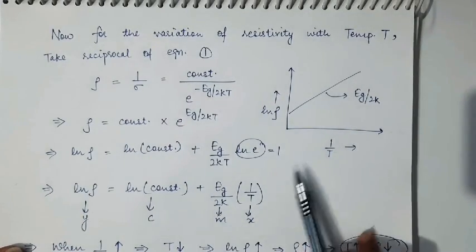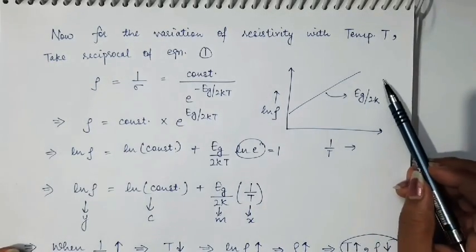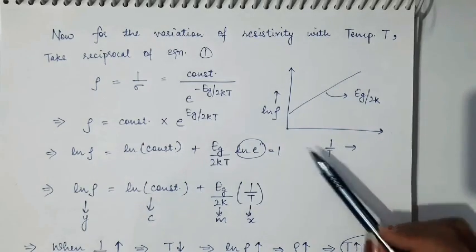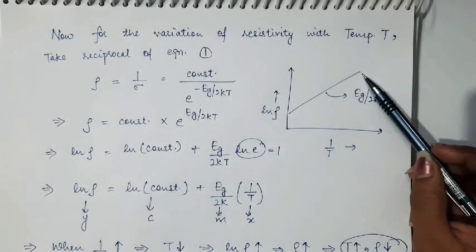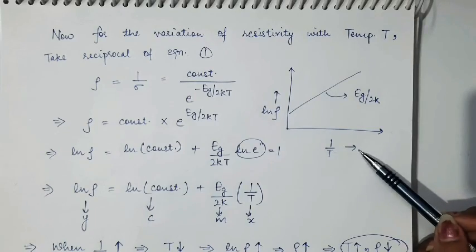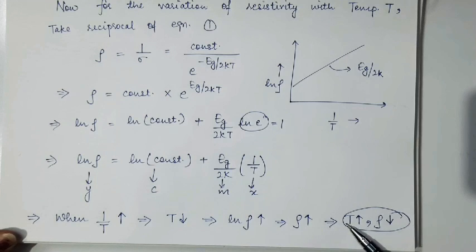As the slope is positive, the curve will increase linearly. So as we increase this 1/T, rho also increases. And increase in 1/T means decrease in T. So T decreases, rho increases. So we can conclude that when temperature is increased, resistivity is decreased. So with the increase in temperature, resistivity of the semiconductor decreases and its conductivity increases.